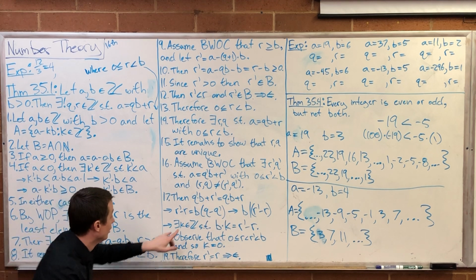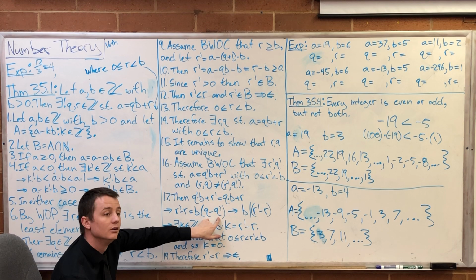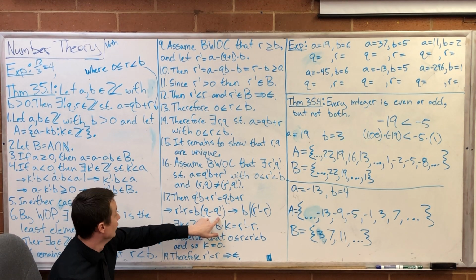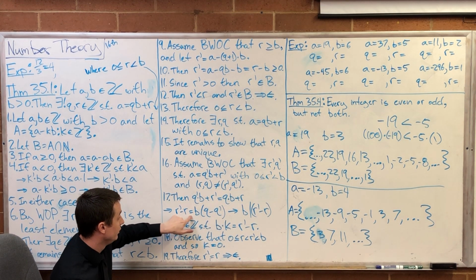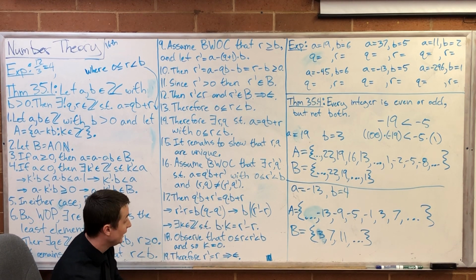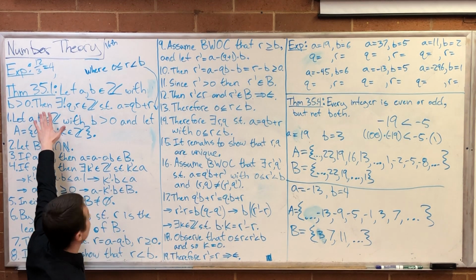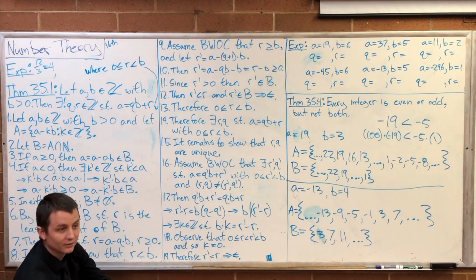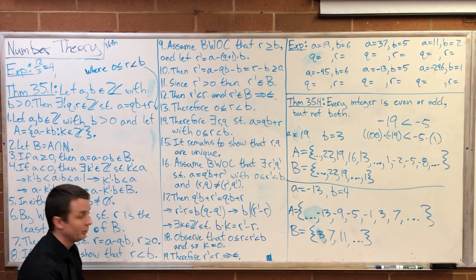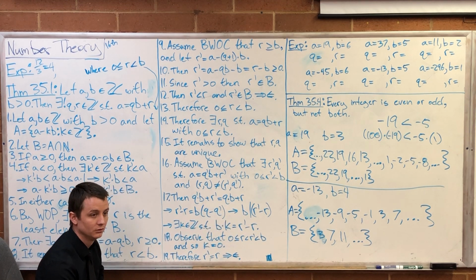Q minus Q prime is just an integer, right? So R prime minus R is equal to B times an integer. So by definition, B divides R prime minus R. Not this division. Divides way, way back, as in an even number is a number that's divisible by 2. R prime minus R is divisible by B, right?